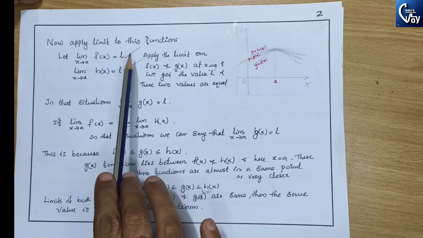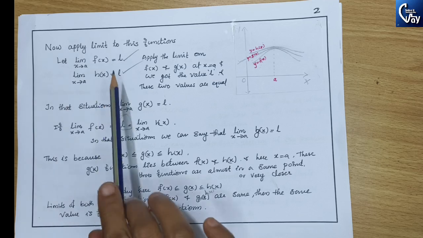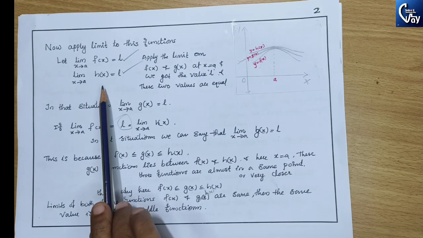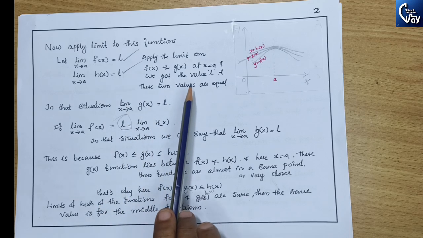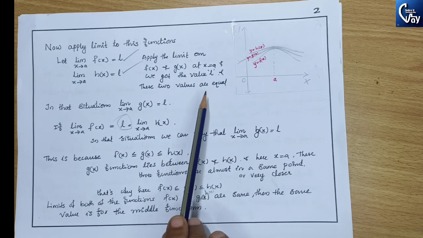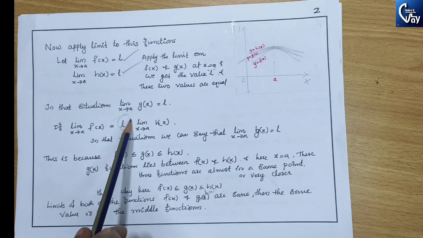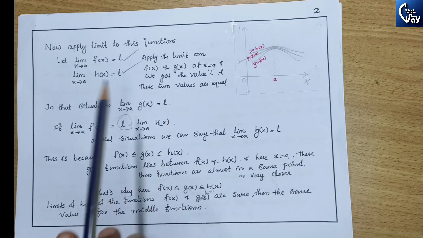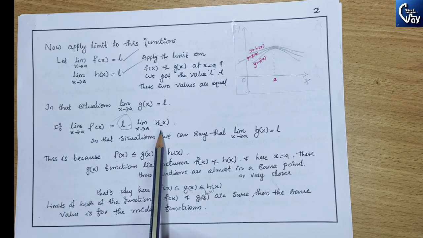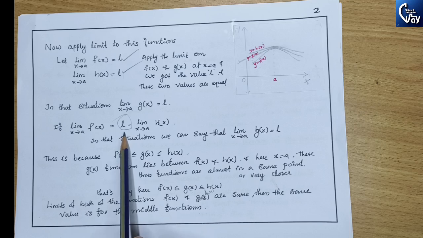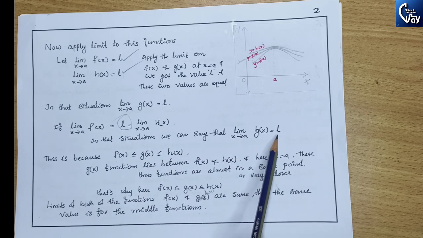Now apply the limit to these functions. Let the limit as x approaches a of f(x) equal L, and the limit as x approaches a of h(x) equal L. Applying the limit on f(x) and h(x) at x = a, we got the value L. These two values are equal. In that situation, the limit as x approaches a of g(x) is also L. If the limit of f(x) equals the limit of h(x), which is nothing but L, then we say that the limit of g(x) is also L.